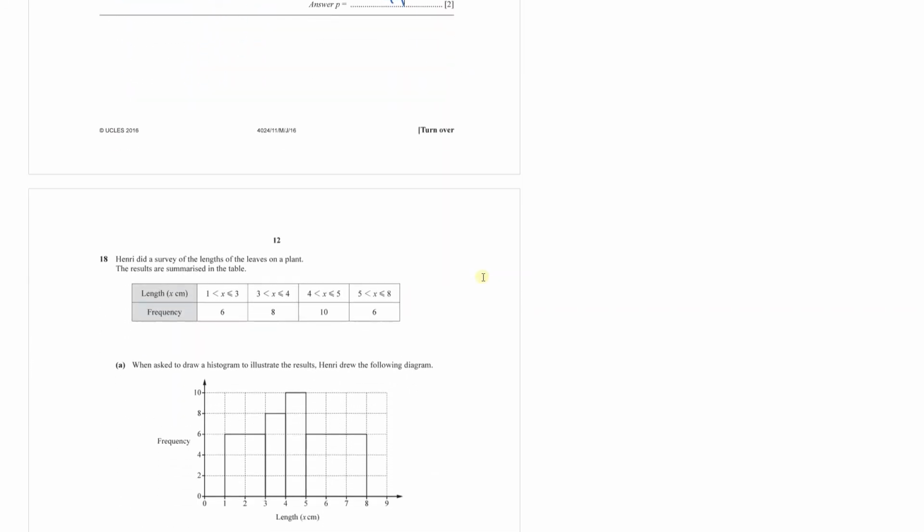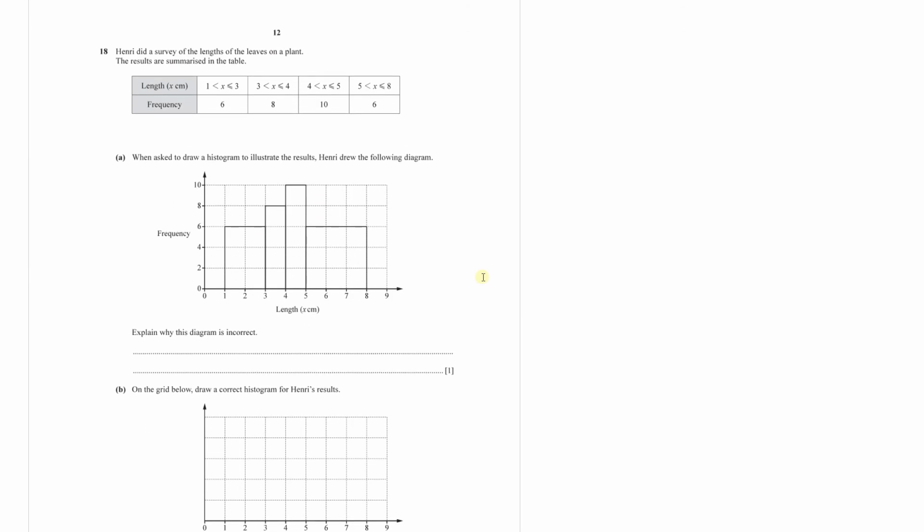Let's move on to the next question, question number 18. It says that Henry did a survey of the lengths of the leaves on a plant. The results are summarized in the table below. For lengths 1 to 3 centimeters, there were 6 leaves. Between 3 and 4 centimeters, there were 8 leaves. Between 4 and 5, there were 10, and so on. When asked to draw a histogram to illustrate the result, Henry drew the following diagram. Explain why this diagram is incorrect.